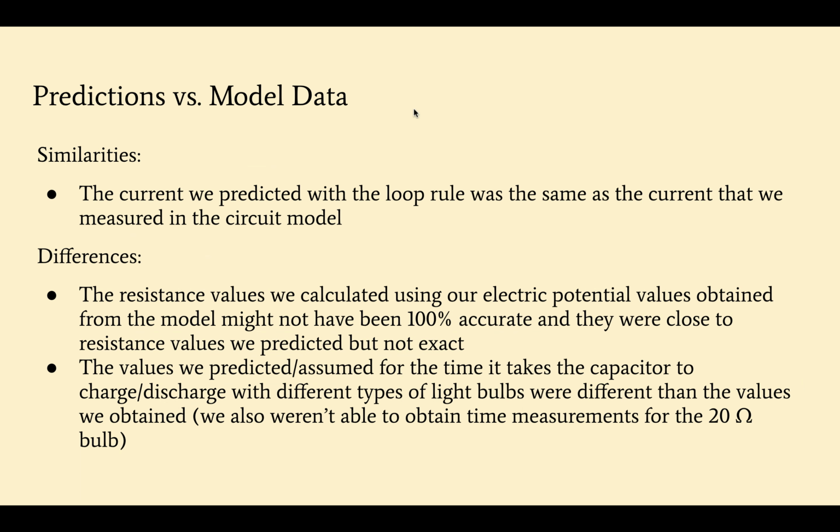Then the predictions versus the model data. On similarities, the current that we predicted with the loop rule in the first series circuit was the same as the current that we measured in the circuit model, so that lined up. And then differences, the resistance values we calculated using our electric potential obtained from the model might not have been 100% accurate, as they were close to the resistance values we predicted, but not exactly, off by a little bit. And then the values that we predicted for the time it takes the capacitor to charge and discharge with different bulbs were different than the values that we obtained. We also weren't able to obtain the time measurements for the 20 ohm bulb, that's why.